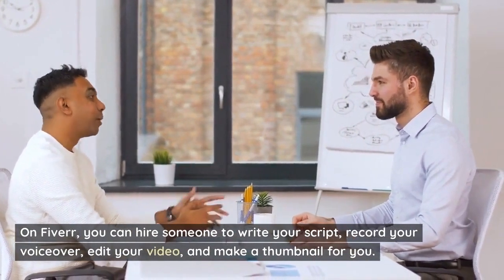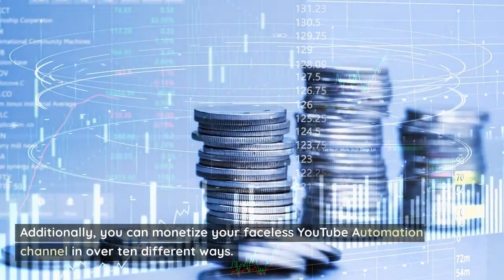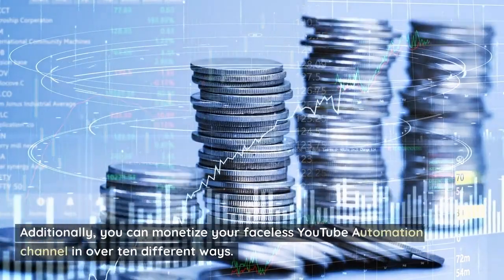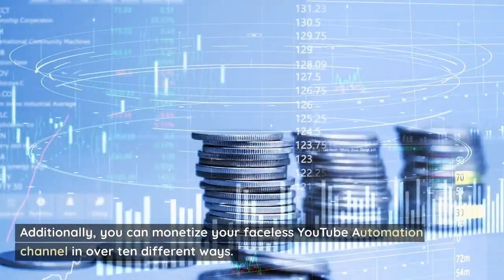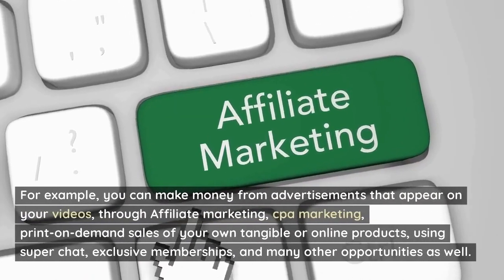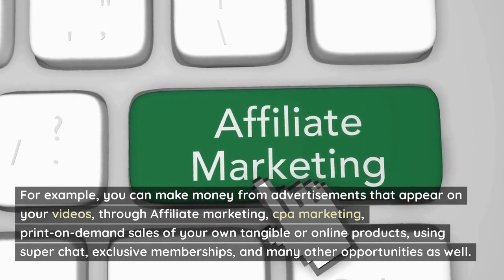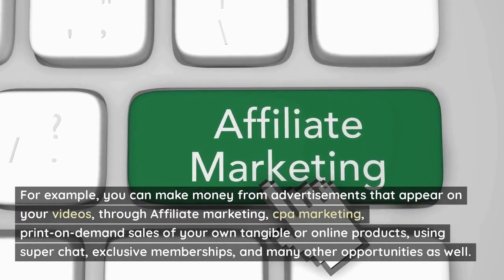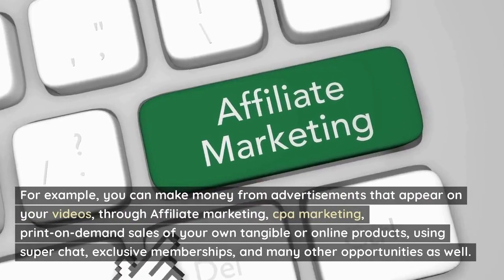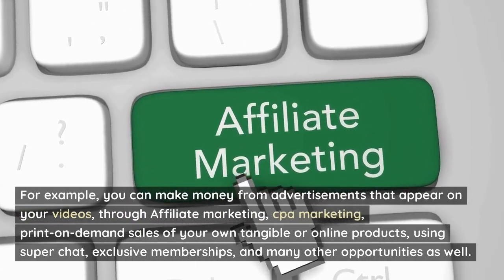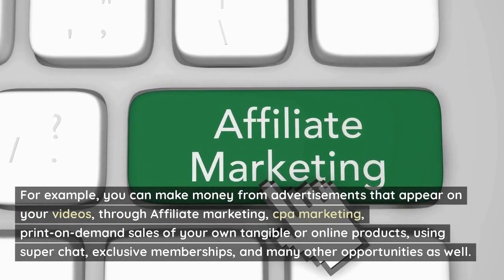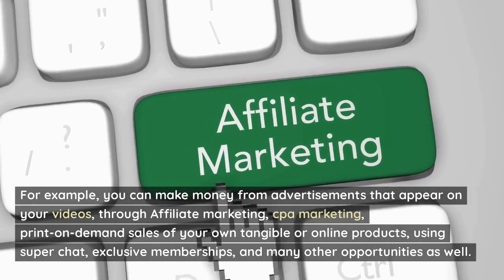On Fiverr, you can hire someone to write your script, record your voiceover, edit your video, and make a thumbnail for you. Additionally, you can monetize your faceless YouTube automation channel in over 10 different ways. For example, you can make money from advertisements that appear on your videos, through affiliate marketing, CPA marketing, print-on-demand sales of your own tangible or online products, using Super Chat, exclusive memberships, and many other opportunities as well.